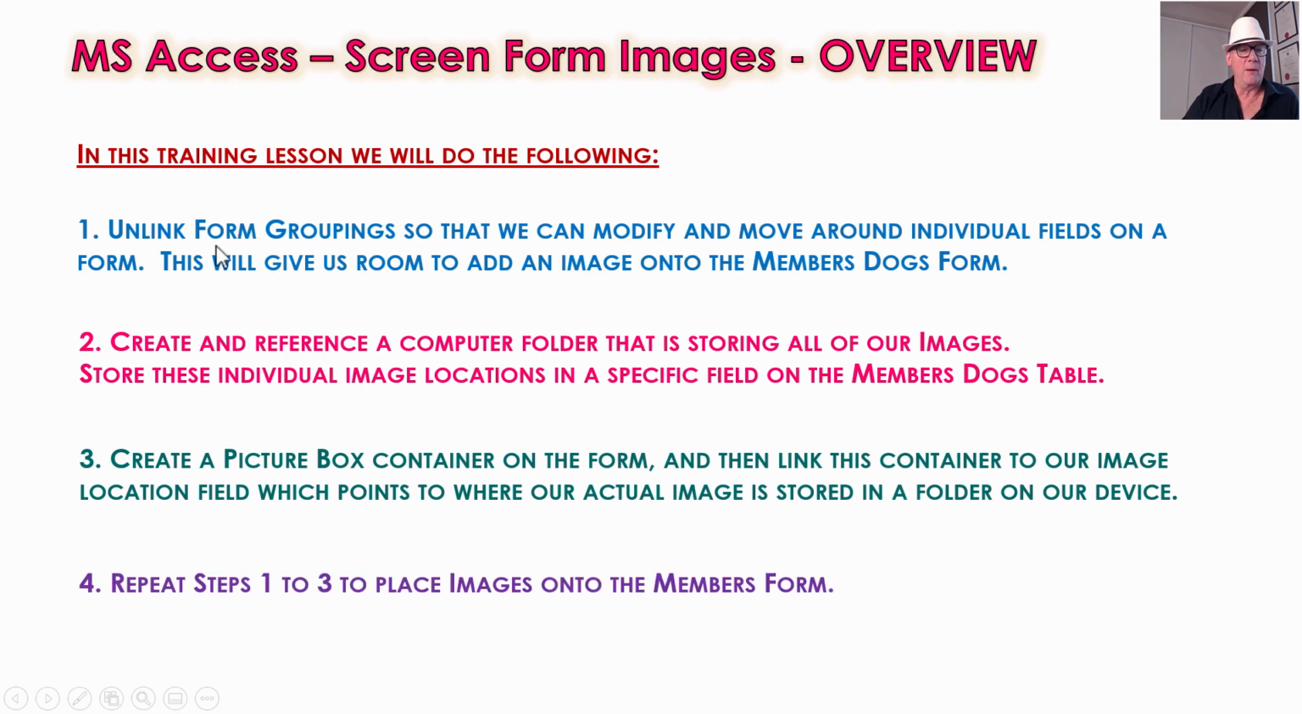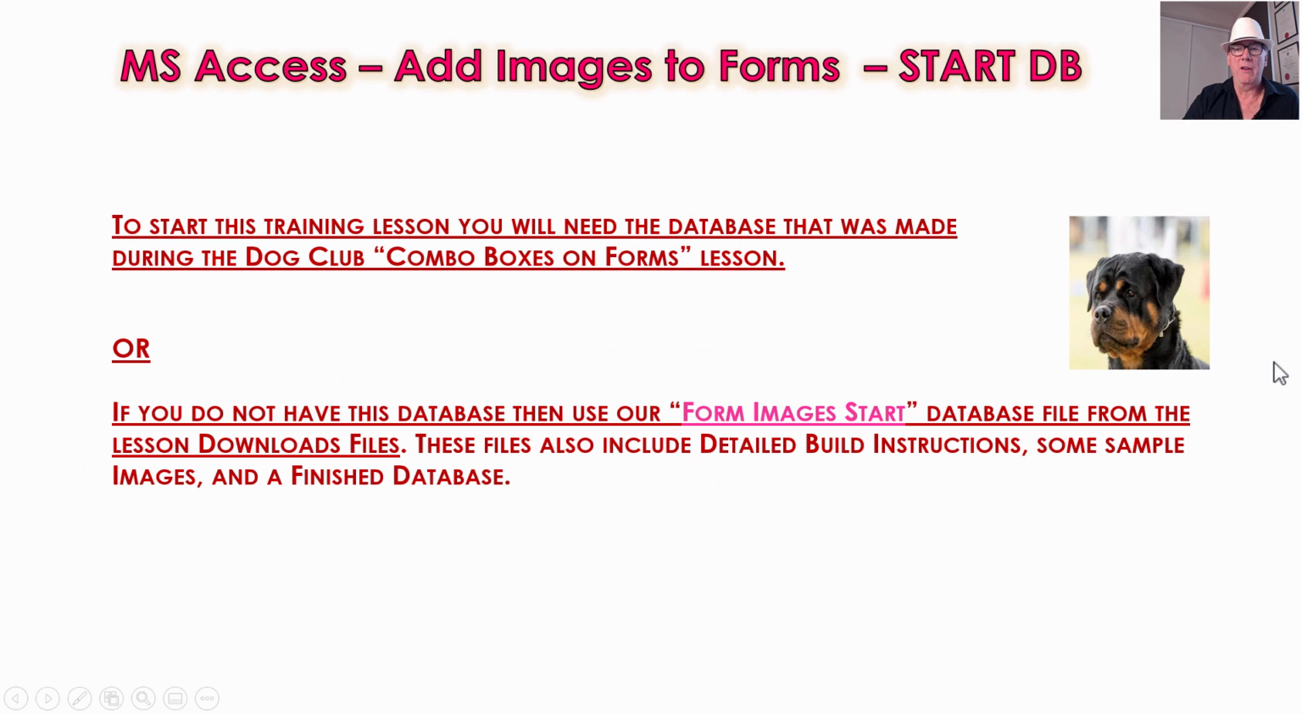And you will repeat steps 1, 2, and 3. You guys will do the image on the members form. All right, we'll do the dogs form. You can do the members form. Now, we're also going to put those colored background rectangles in as well, because that kind of looks good too, as an extra step there at the end.